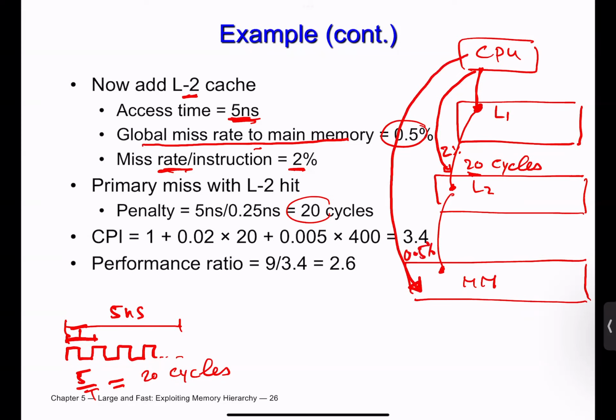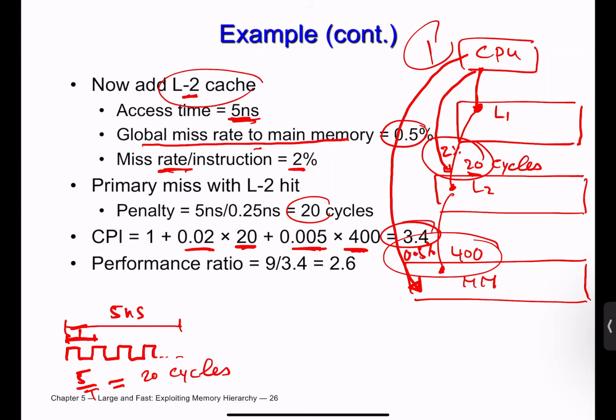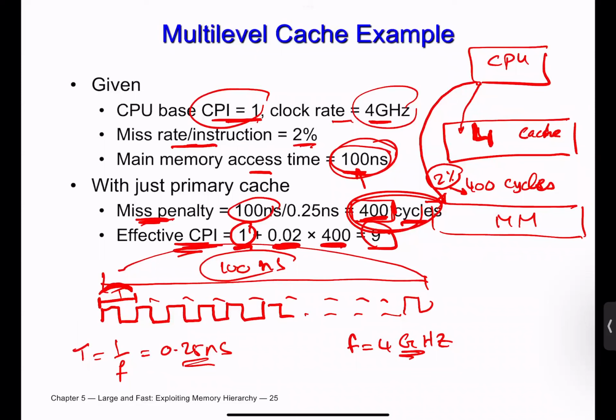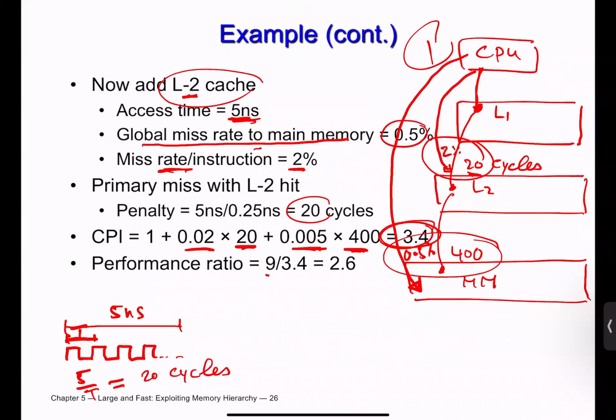How much do I have to pay each time I go to the main memory? 400 cycles. What will be my total effective CPI? The ideal is 1, so 1 plus this multiplied by this, plus this multiplied by this. So 1 plus 2% multiplied by 20 plus 0.5% multiplied by 400 gives me 3.4. Remember that with the L2 cache added it gives me 3.4, and with L1 only it gave me 9. So 9 divided by 3.4, about 2.6, is the ratio difference between them.